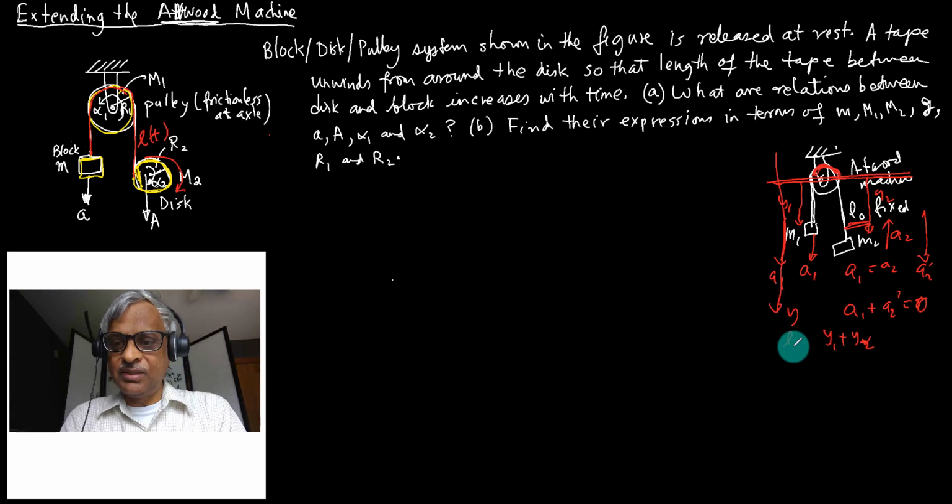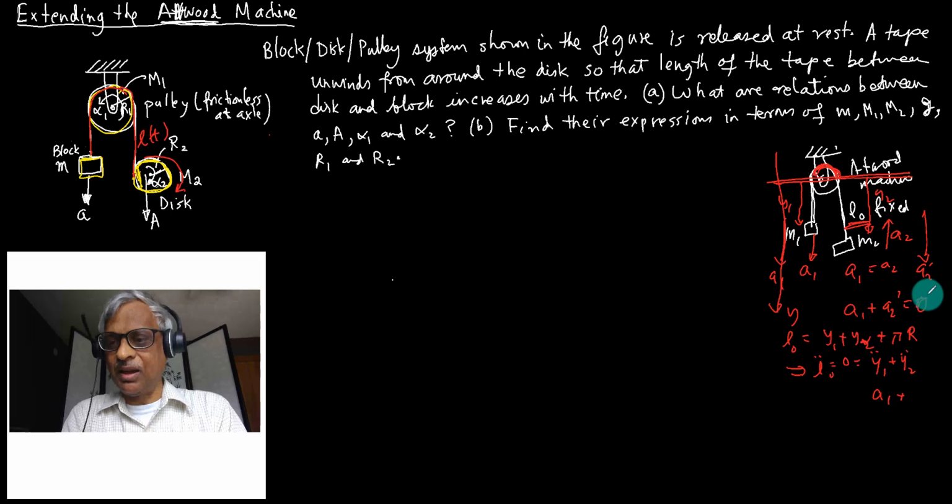So the L0 is this plus pi times r. And so this is fixed. So if you take derivatives, L0 double dot equals 0 equals y1 double dot plus y2 double dot. And this is the one we're calling A1, and this A2 prime, and that's equal to 0. And that's where that comes from.